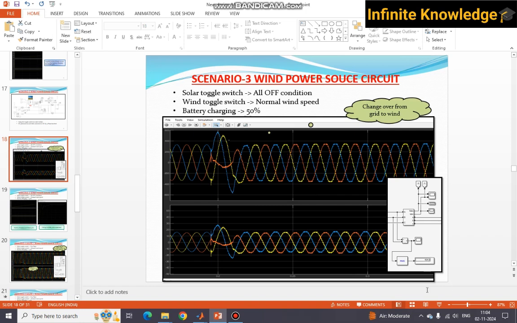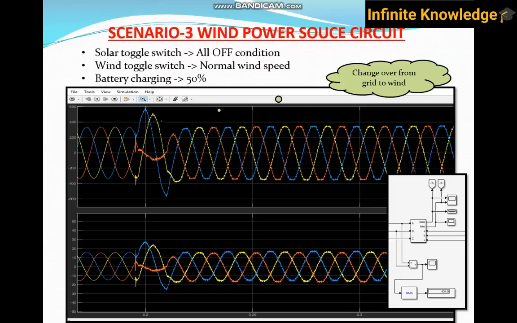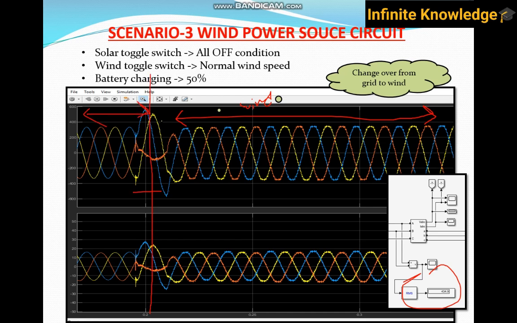And you can see here there is a voltage of 434 volts. It is nearly in between 400 to 445 volts. So it's 434 volts that we are getting at the output side. This is totally the wind side, and this is the grid side. Okay, and this is the changeover period.